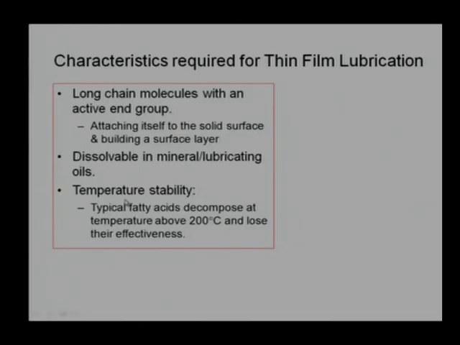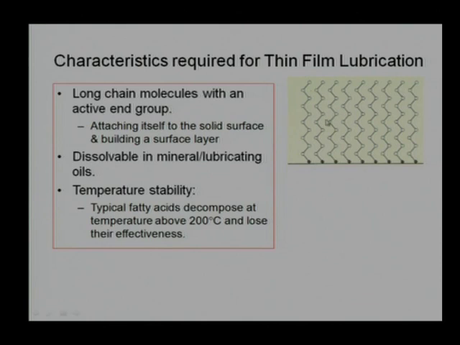And finally, another requirement comes of the temperature stability. You say that temperature stability is important. As temperature increases, there is a possibility of reduction in molecular attraction, and that reduction will cause a detachment of boundary additives from the surface. That should be reduced as low as possible. We should provide lubricant additive in such a manner that it can withstand the operating temperature.